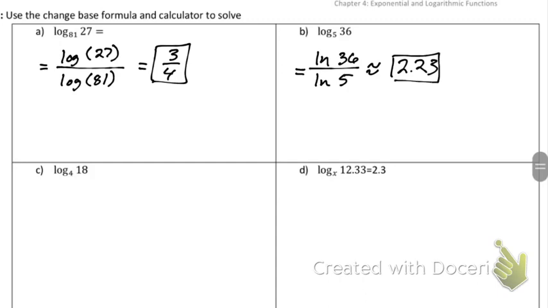In fact, if you do log of 36 divided by log of 5, it comes out as 2.23. So it really doesn't matter what base you pick up here as long as you make it the same base on the top and the bottom.